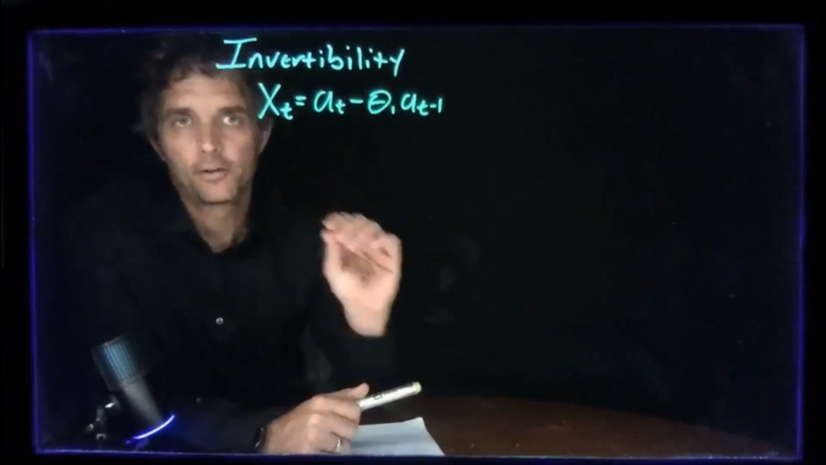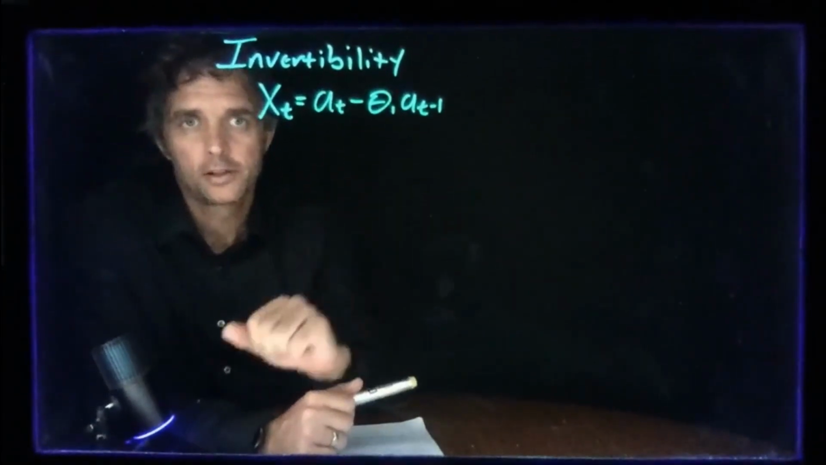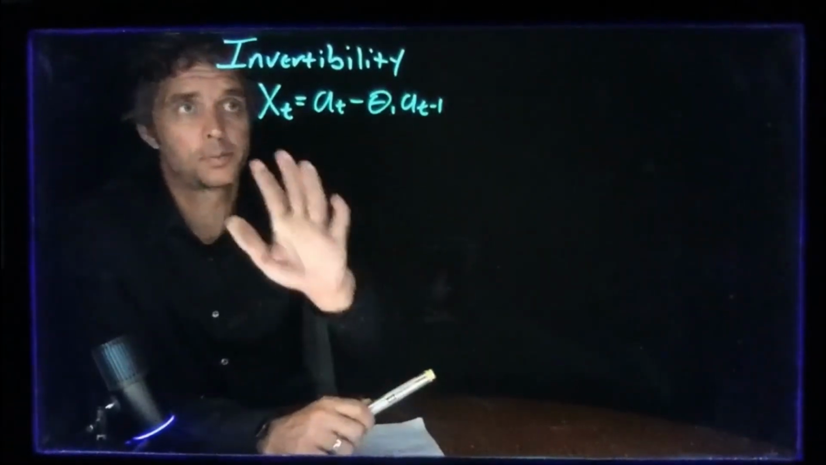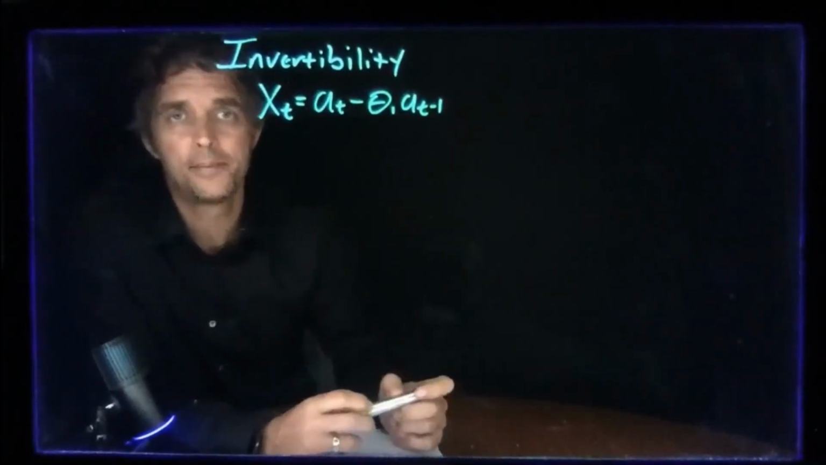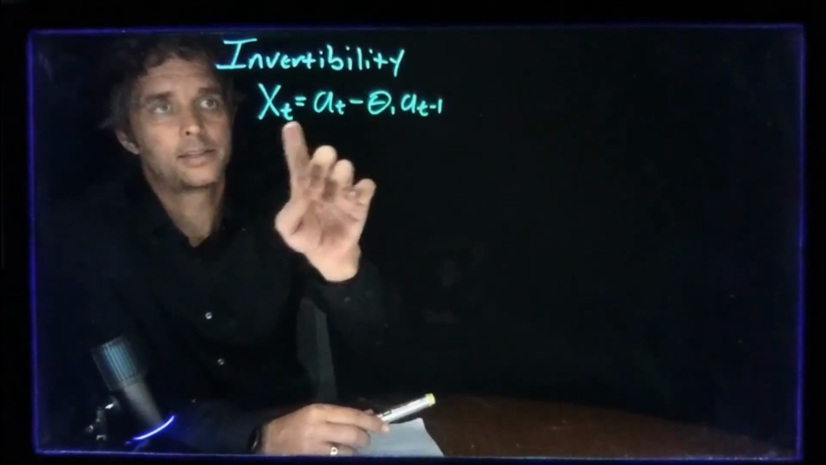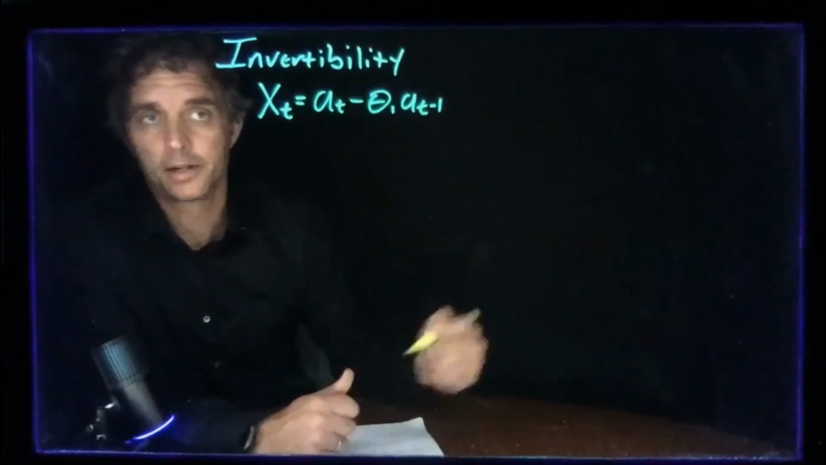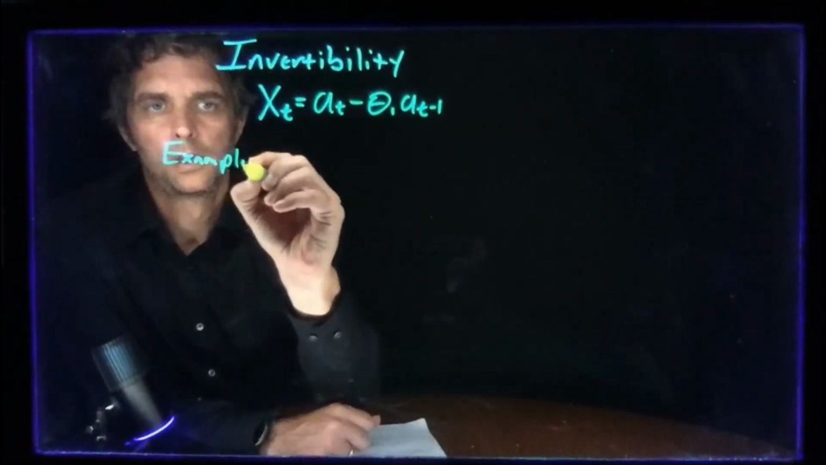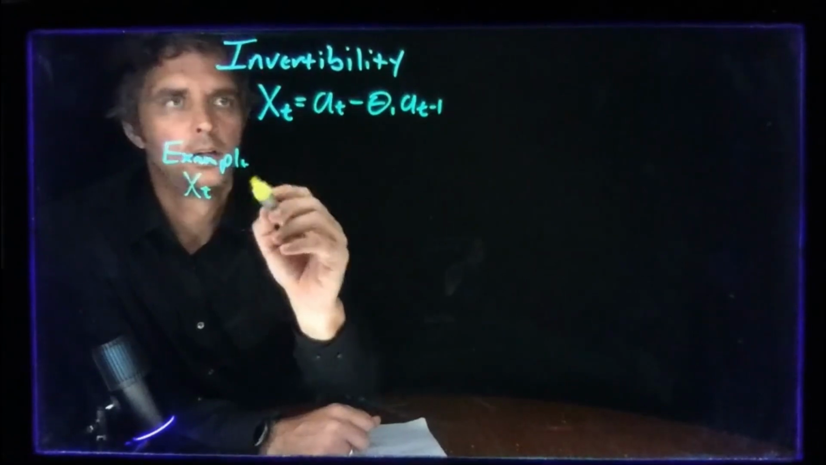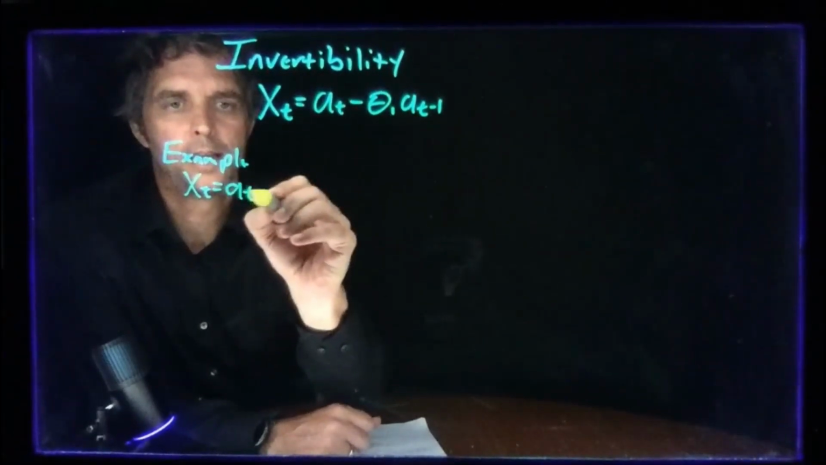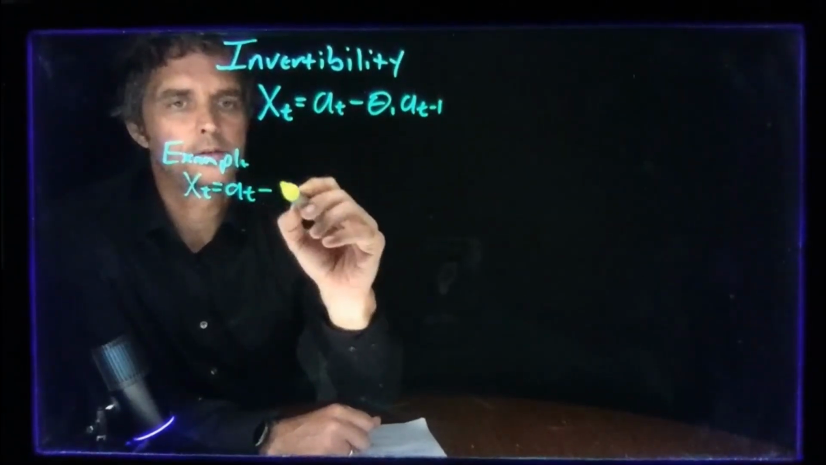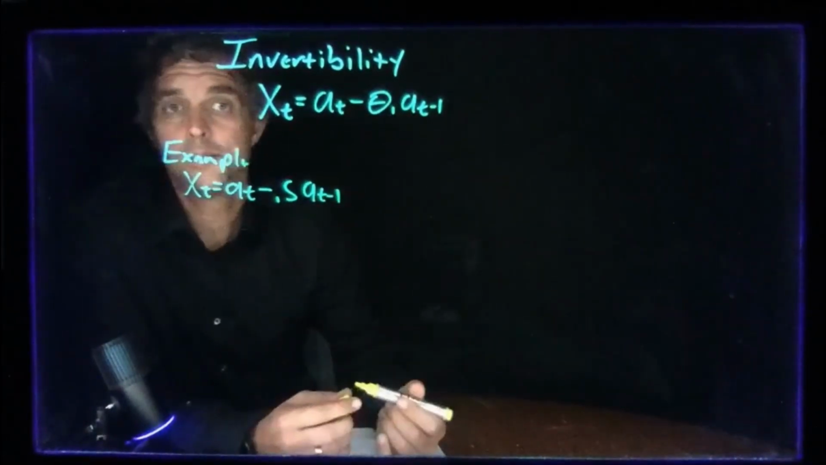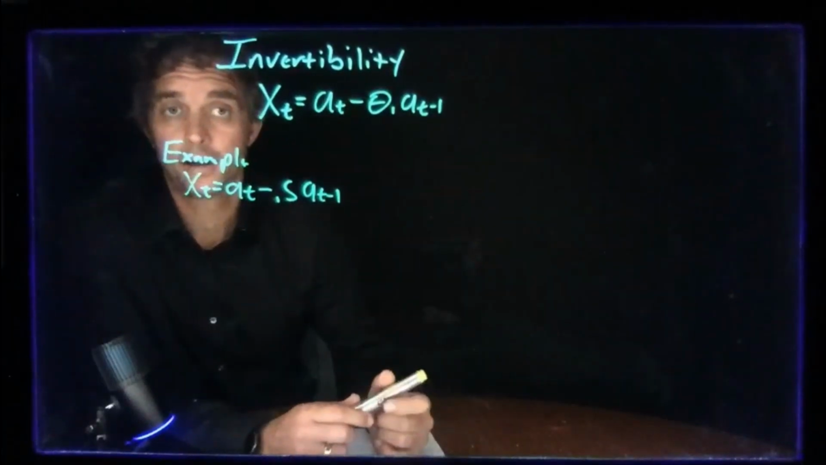Let's talk now about invertibility of time series models. We're going to look at this through a specific example using an MA1. Actually, we'll be looking at a couple of examples, but first we're going to parameterize this MA1 model as xt equals at minus theta 1 at minus 1. Our first example will be xt equals at minus 0.5 at minus 1, where that's an MA1 with theta 1 equals 0.5.